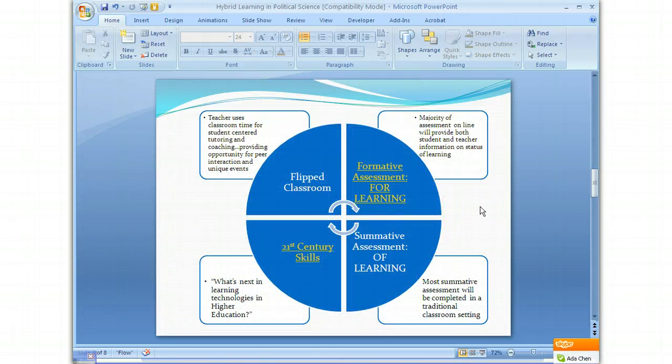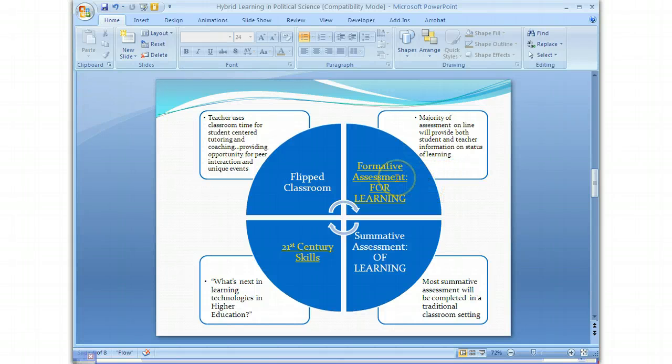So in other words, in a flipped classroom, the traditional teaching time is used for student-centered coaching and tutoring, and for opportunities for application of the learning and peer interaction in unique events, possibly assemblies where speakers could be brought in to speak to all of the sections simultaneously.